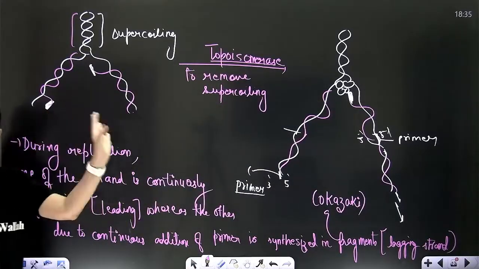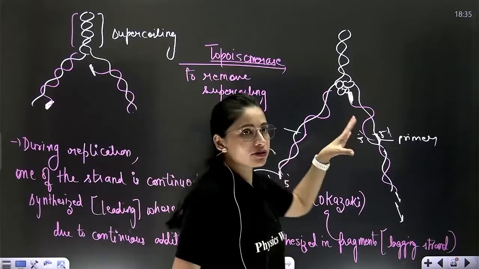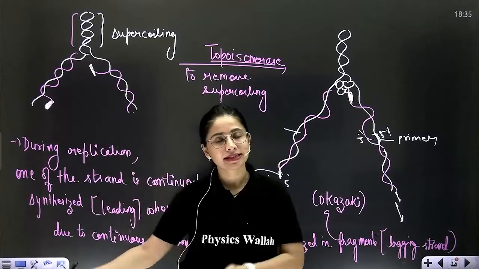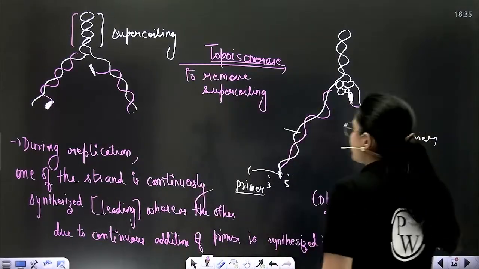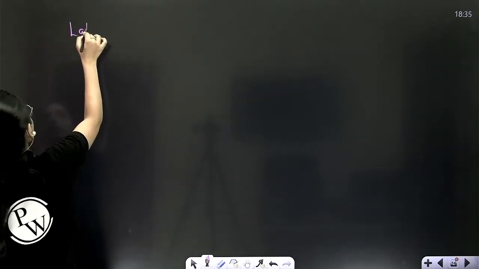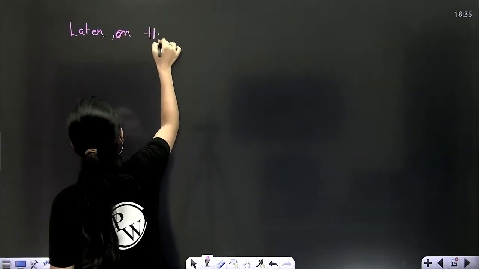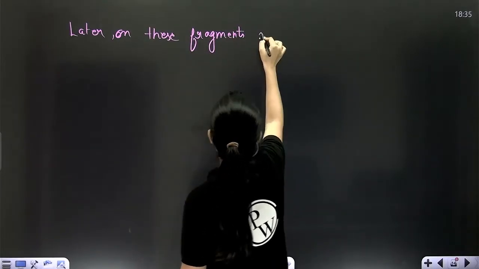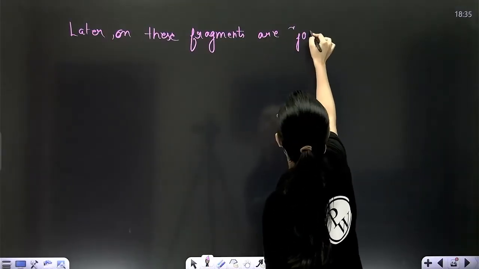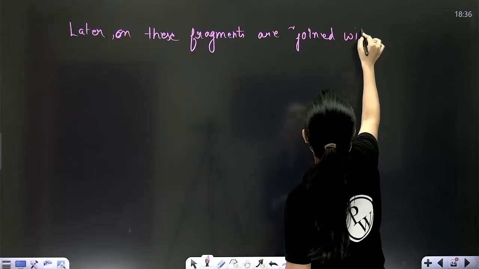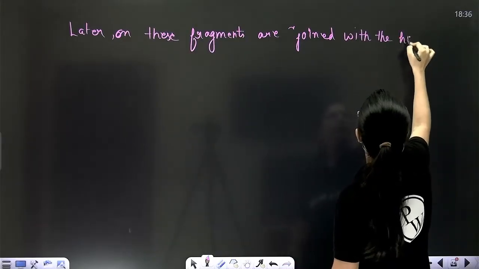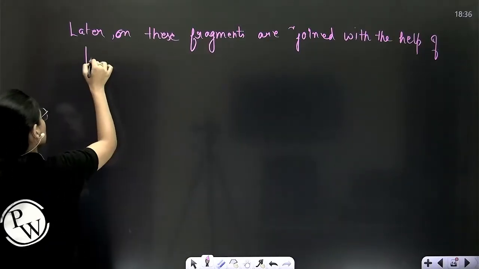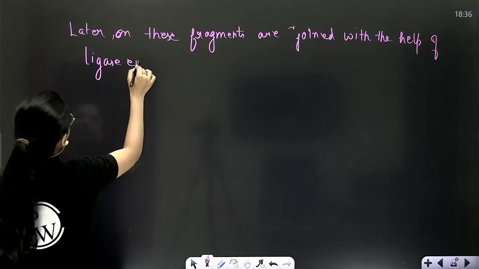Clear? Yes or no? Later on, the fragments of the lagging strand are joined with the help of DNA ligase to complete the second strand also. So first write this point and then I will tell you more. Later on, beta, these fragments are joined with the help of ligase enzyme. Again, it is an ATP requiring enzyme.